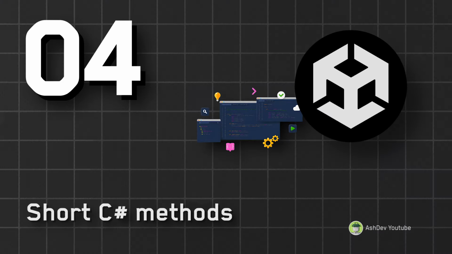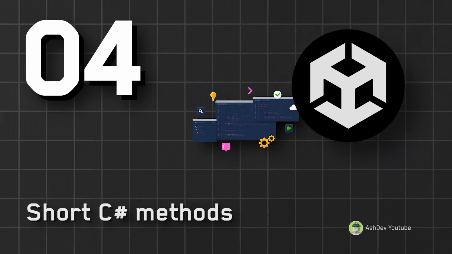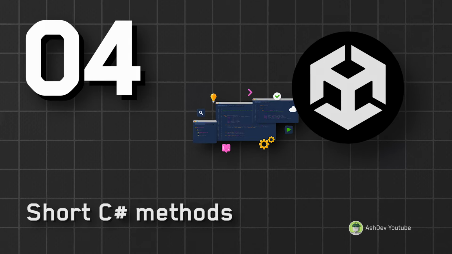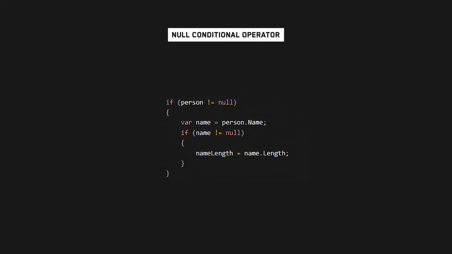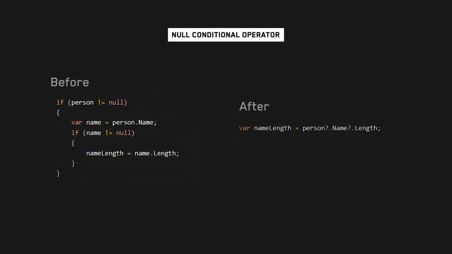For tip number four, I want to share some short C# methods that help save time while coding. First, we have null conditional operator. Instead of checking whether an object is null before accessing its properties, you can simply write this one-line code, which also means if person and name both are not null, then get the length of the name.